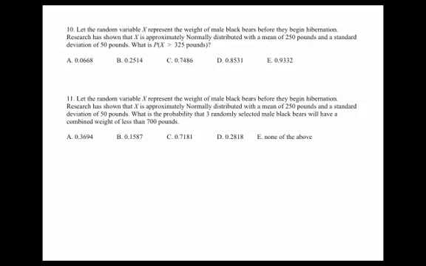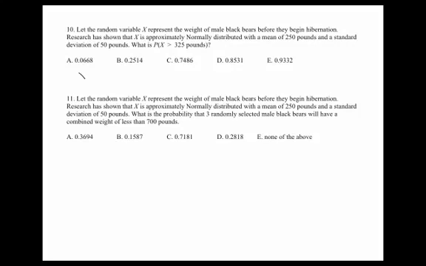10. Let the random variable x represent the weight of male black bears before they begin hibernation. Research has shown that x is approximately normally distributed with a mean of 250 pounds and a standard deviation of 50 pounds. What is the probability that x is greater than 325? Well, this is a standard problem. We're looking at one bear, so this is a normal, straightforward z-score problem.